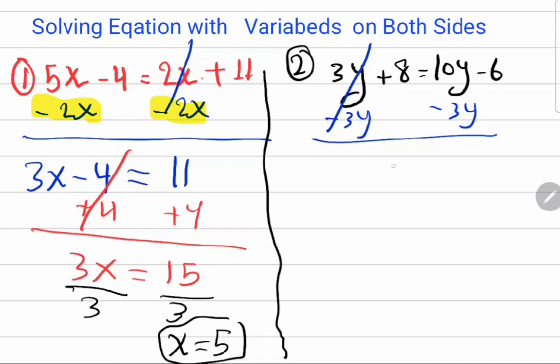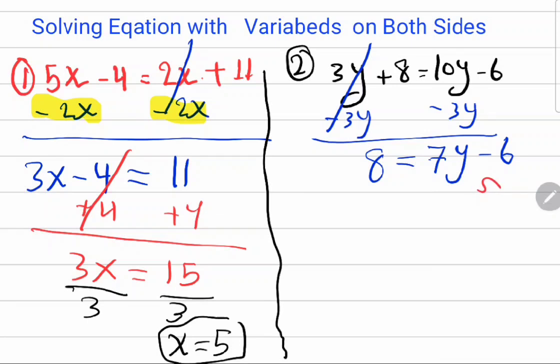On the left side of the equation, we have a positive 3y minus 3y. So these 3y's cancel each other out. We now have 8 equals, and then on the right side, we can subtract those like terms. So 10y minus 3y gives us 7y, and then we can bring down the rest of the right side, so minus 6. And now we have 8 on the left side of the equation equals 7y minus 6, which is on the right side of the equation.